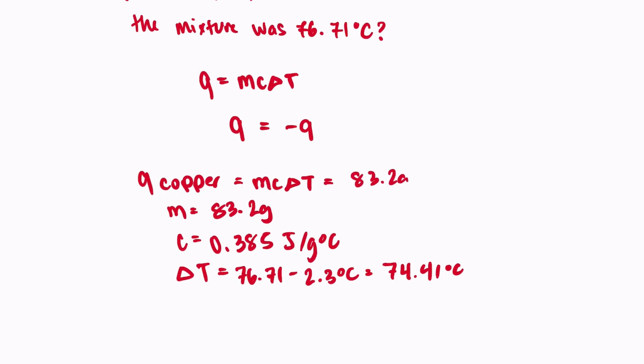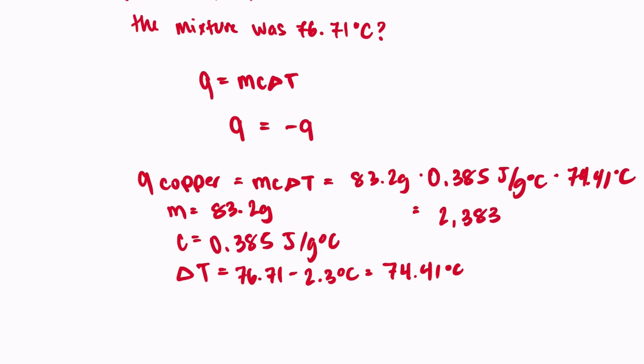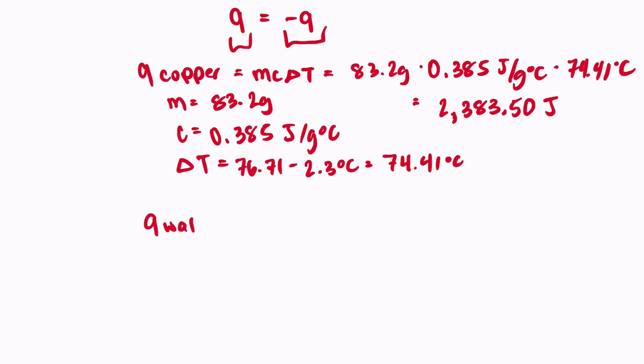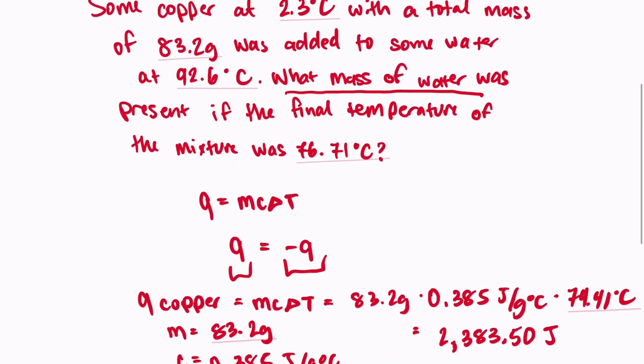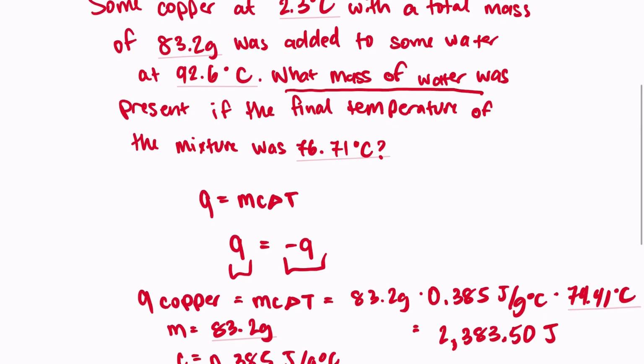So 83.2 grams times 0.385 joules per gram degree Celsius times 74.41 degrees Celsius, which is equal to 2,383.5 joules. So that means that the Q of copper is equal to the negative Q of water. So the Q of water is equal to negative 2,383.5 joules. And we want to know what is the mass of the water that was present.